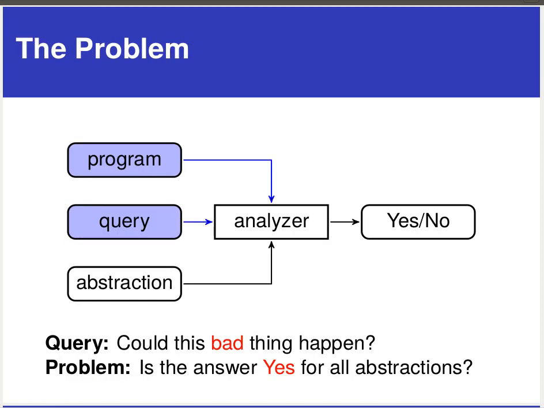Well, in general, the setting is the following. We have an analyzer, a static analyzer, that reads a program, a query, and an abstraction. And it says, yes, something bad may happen relative to the query, or no, something bad cannot happen. And what we're interested in is to find out if there exists some abstraction for which the answer is no, in which case we're happy, or the analyzer will say yes for all possible abstractions. In the previous example, no matter how it truncates the context, the analyzer is going to say yes, something bad may happen.